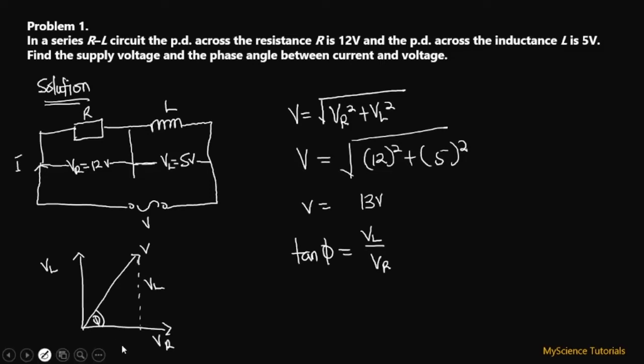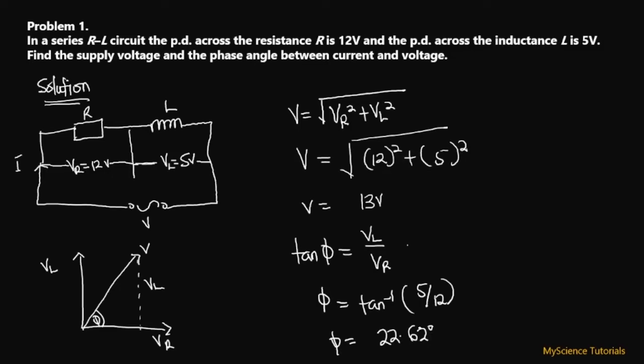This is opposite over adjacent, which is VR over here. We already know what our VL is. We already know what our VR is. So our angle is equal to the tan inverse of VL from the question, which is 5, and VR from the question, which is 12. If we compute the tan inverse of the ratio 5 on 12, we are going to get 22.62 degrees. So this is how we solve a question involving an R and L circuit.